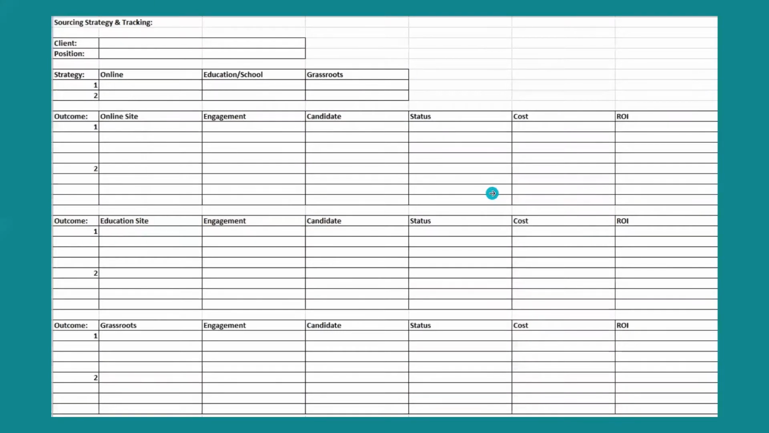And this is what the tracker looks like. So you can literally track based off of the strategies that you came up with in your persona. And then you can see how did you engage, who was the candidate, and status. So if this was a LinkedIn connection, Joe Schmo, did Joe Schmo actually accept your connection? Was there a cost associated with this, and was there a return on investment?